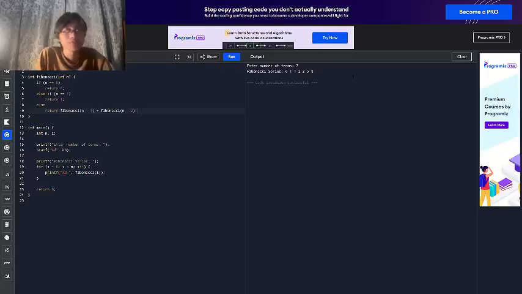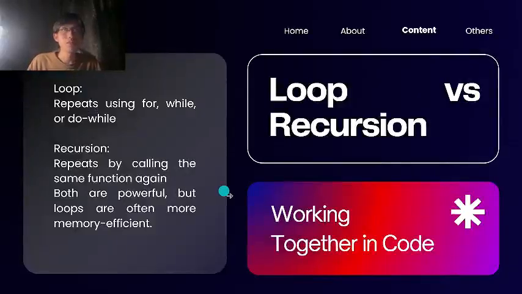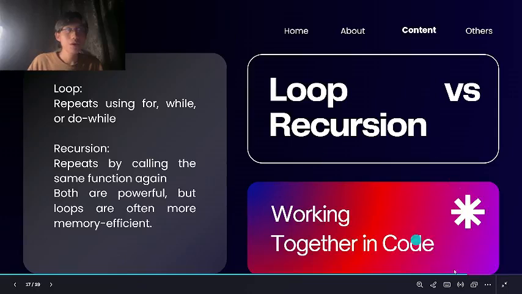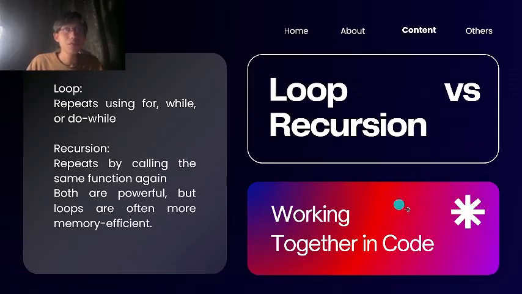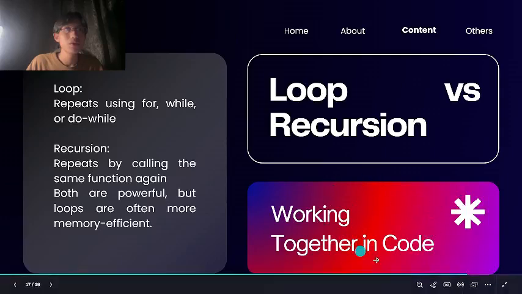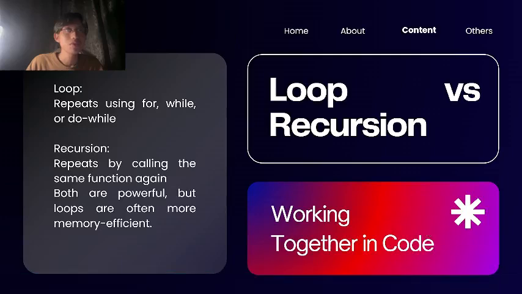I'm sorry if it's dark right now, but we're now going to tackle loops versus recursion. Loops repeat using conditions like for, while, or do while. Recursion repeats by calling the same function again. Both are powerful, but recursion is often more readable for problems that naturally have repeating structures.